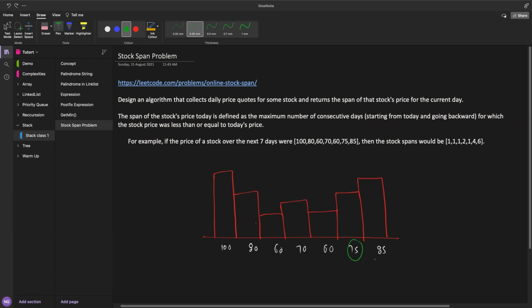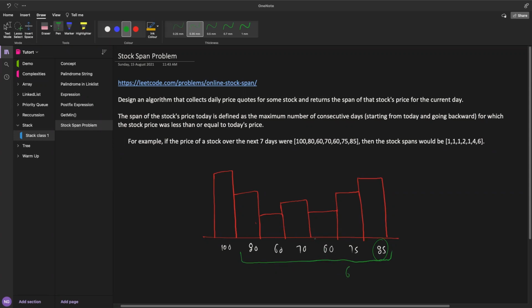If you look at 85, for how many consecutive stocks is it greater than? It is greater than from here till here, including the 85 also. There are 6 stocks which can come under this.